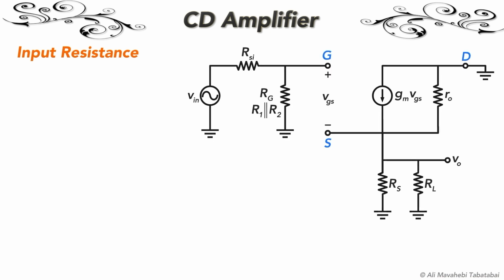As you can see in the small signal equivalent circuit, the input resistance of the source follower circuit is resistor R1 in parallel with R2, which are the biasing resistors.